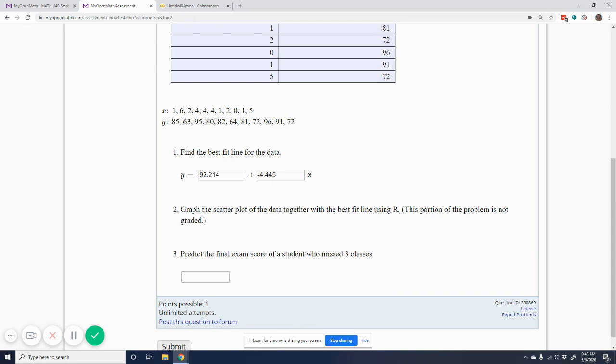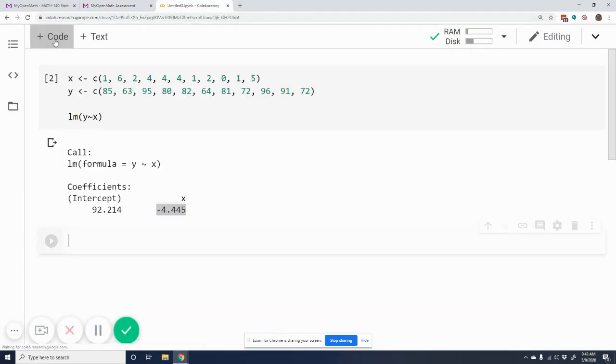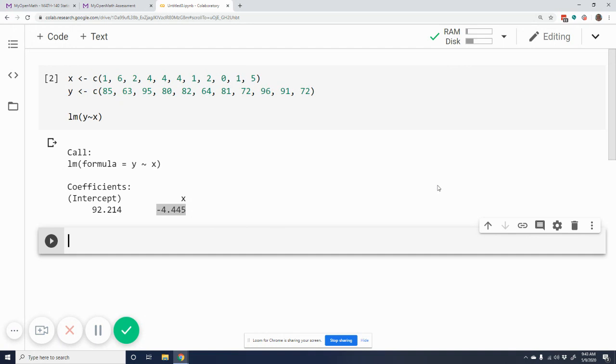we want to graph the scatter plot of the data together with the best fit line using R. Now this portion of the problem is not graded. You can't input this into MyOpenMath, but we can still do it here. So let's add another code cell. So we want a scatter plot, so just plot with my X and Y data.